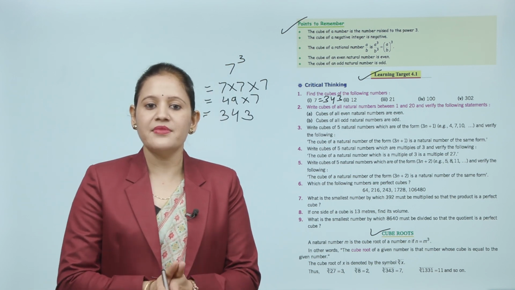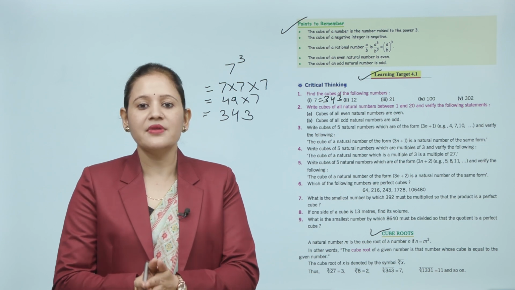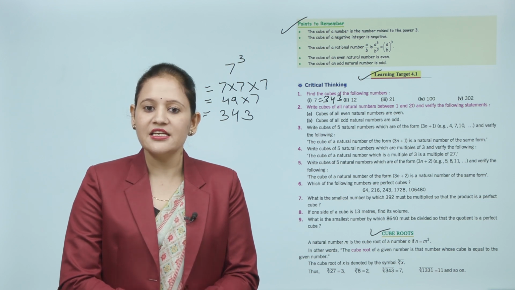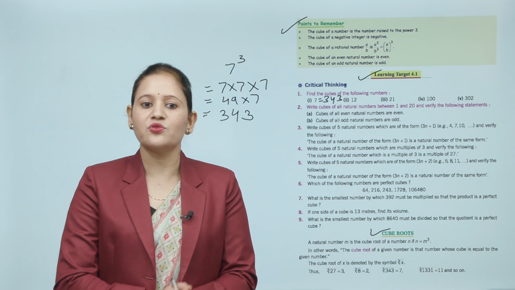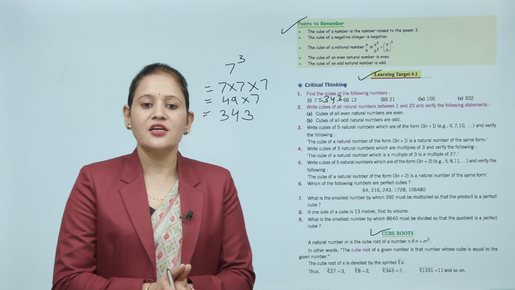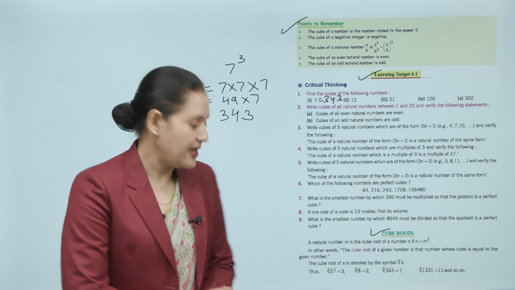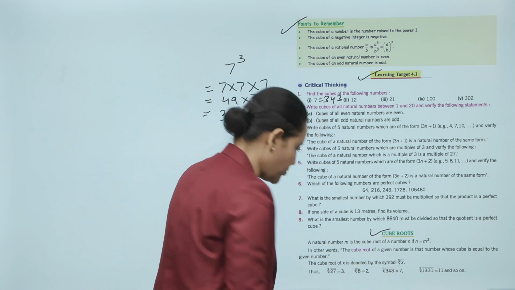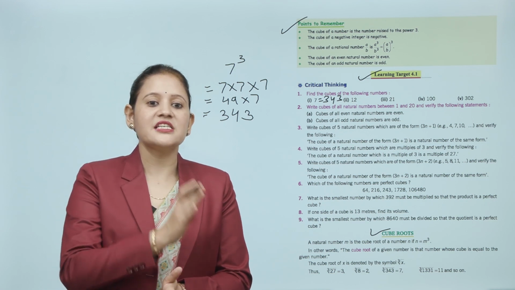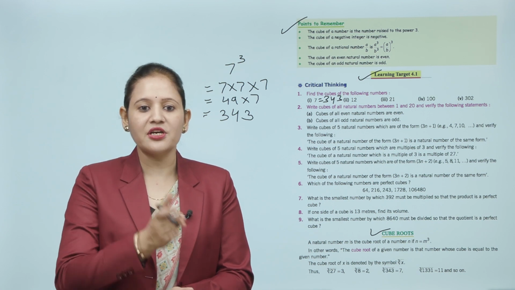A natural number m is the cube root of a number n if n equals m to the power 3. In other words, the cube root of a given number is that number whose cube is equal to the given number. The cube root of x is denoted by the symbol 3 root x, means cube root of x. Thus, the cube root of 27 is equal to 3, means 3 multiplied by 3 multiplied by 3 that is 27. तो 27 का cube root क्या हो जाएगा, 3.